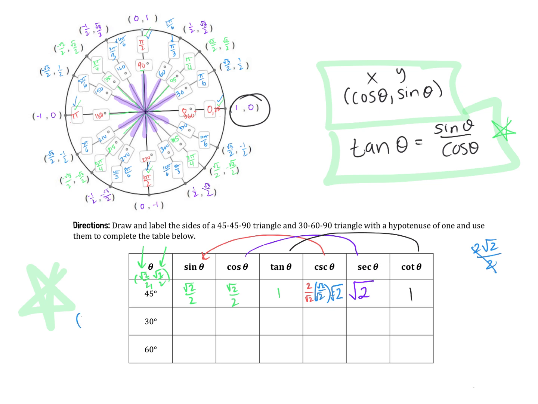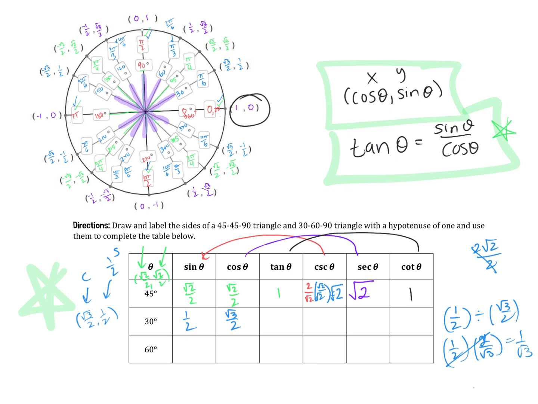What's the 30-degree point? The 30-degree point is root 3 over 2, comma 1/2. That means root 3 over 2 is cosine, 1/2 is sine. So tangent, and I'm going to do this off to the side also, tangent is sine divided by cosine. So if I reciprocate and multiply, I'm going to get 1 over root 3, which I'm going to go ahead and rationalize. 1 over root 3 is the same thing as root 3 over 3.